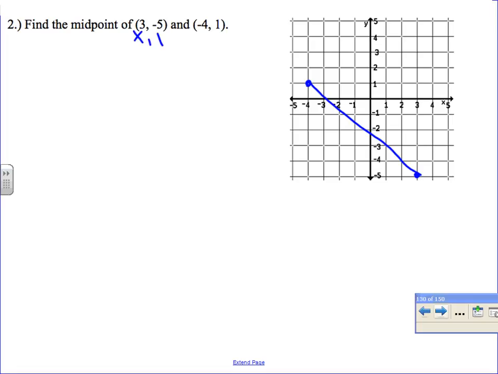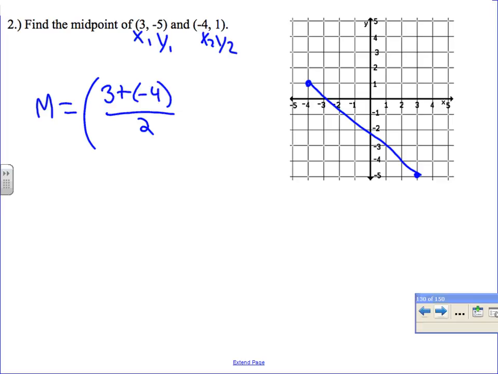So x1, y1, x2, y2, we're going to label them. Midpoint is always an ordered pair. x1 plus x2 divided by 2. So 3 plus negative 4 divided by 2. And then negative 5 plus 1 divided by 2. So add the x's, divide by 2, add the y's, divide by 2.